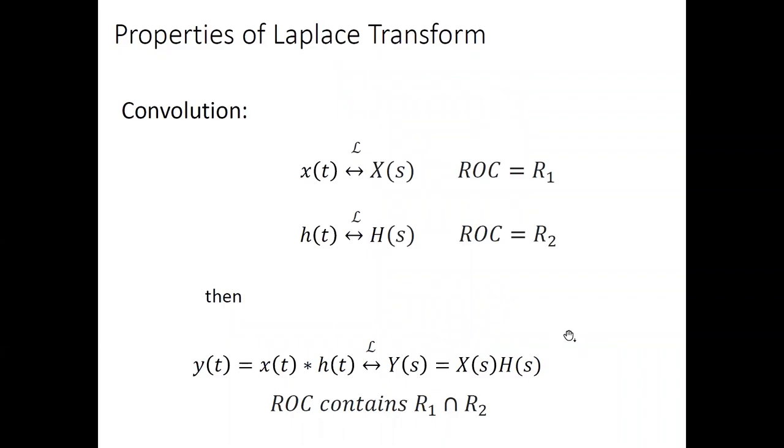This is a set of examples to help us understand the linearity property. Now let's come to the next property, the convolution. We have two signals, h of t and x of t. Their Laplace transforms are respectively capital H and capital X, and the regions of convergence are R1 and R2 respectively. Then if we have a new signal, y of t, which is the convolution of x and h, which is commonly seen in linear time-invariant LTI systems, then the Laplace transform of y is capital X times capital H, as we derived before. And the region of convergence, the same as in the linearity property, contains R1 intersecting R2.